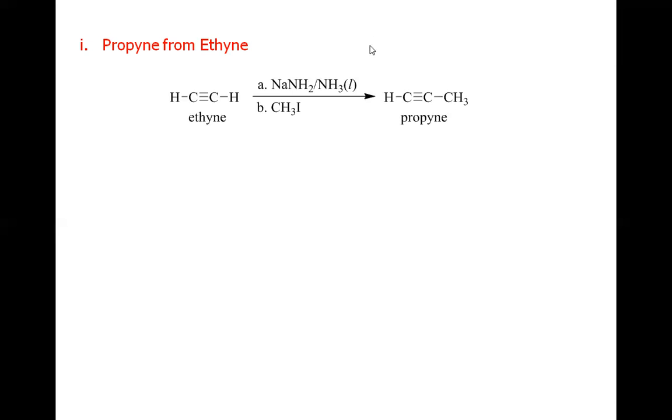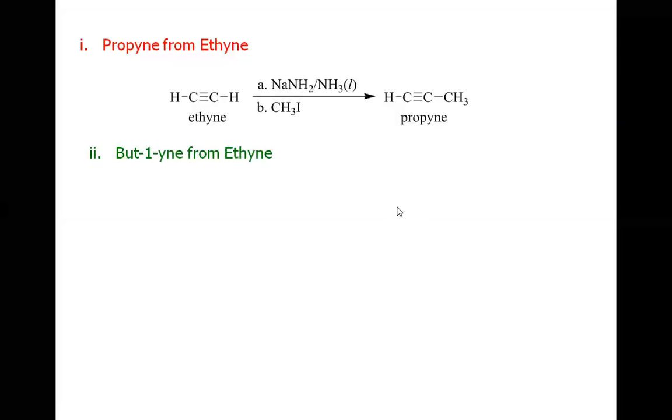So let us synthesize propyne from ethyne. That's very simple. It will not take much time to discuss this. The ethyne, when treated with the sodamide, will have the carbanion here, the negative charge here. When methylated in the presence of methyl iodide, we will have propyne formation.